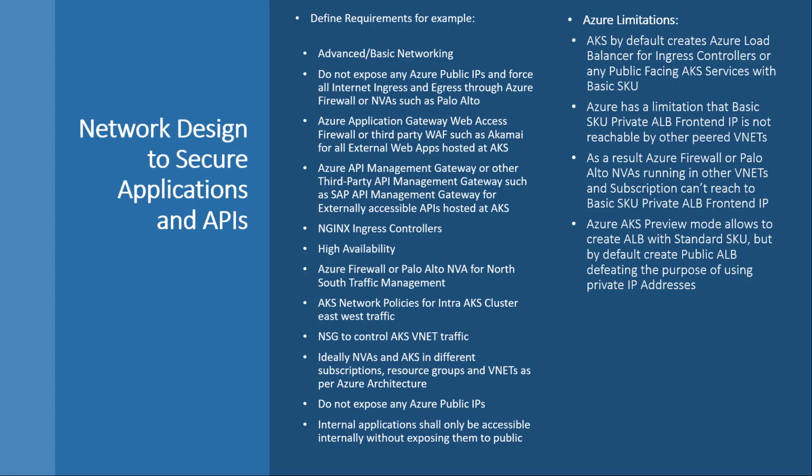But ALB, or Azure Load Balancer in general, has an issue, right? First of all, Azure Kubernetes Service only provisions the ALB with a basic SKU, right? And why it is so important is that ALBs with basic SKU have a limitation within Azure. It is not just limited to AKS, it's a general limitation with Azure Load Balancer that a basic ALB's front-end IP address is not reachable by other VNets in the organization.